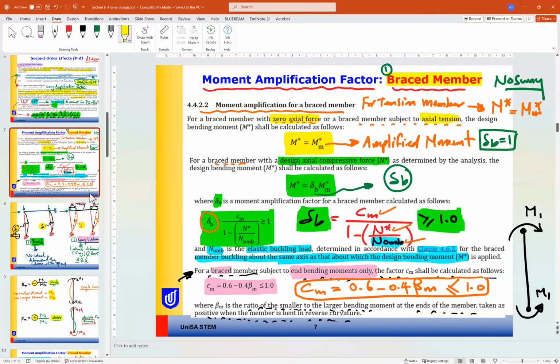Okay, so now if we know beta m, we can know Cm. If we know Cm, we can find delta B, because N asterisk, the design axial load, we already know. So now we can find delta B. Delta B is the amplification factor to find the design moment. The only condition we have is that delta B should be less than or equal to 1.4. It can't be more than 1.4.